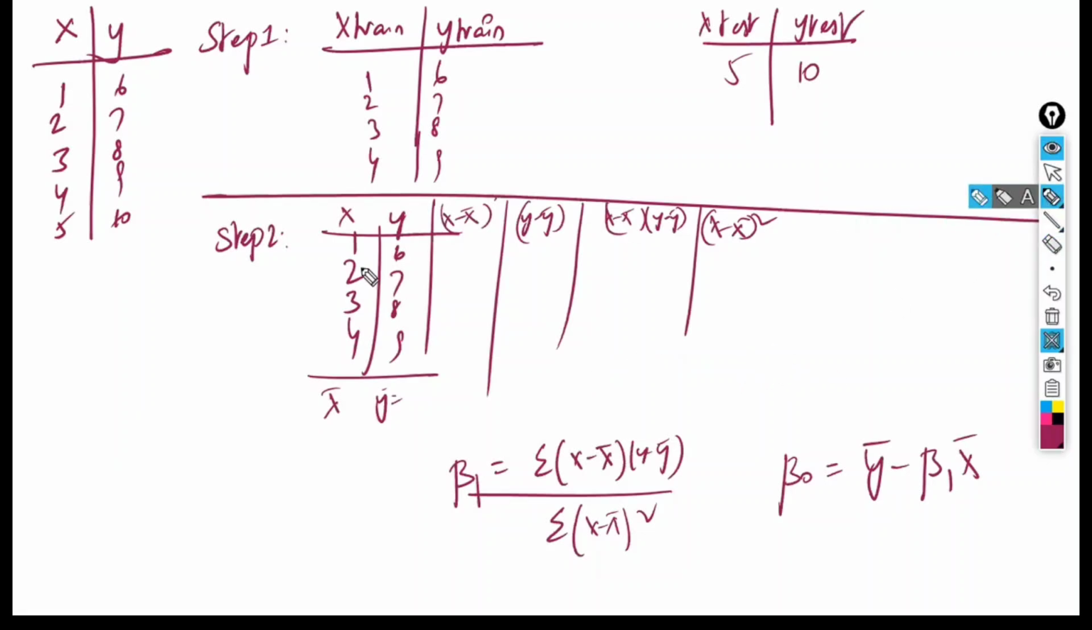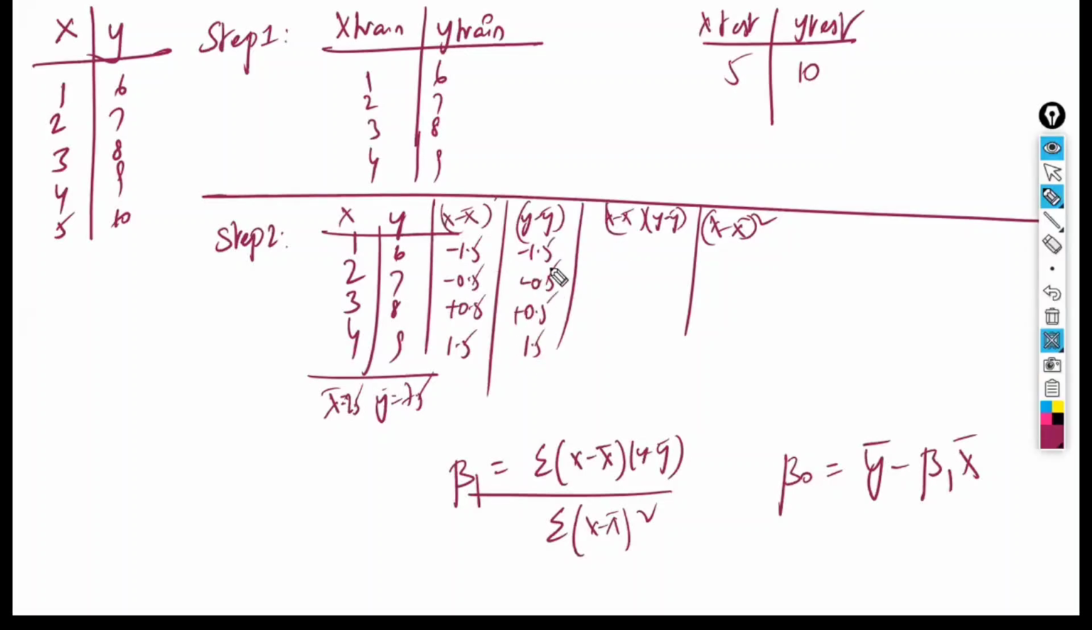This is a very simple example only, so I can do it manually. 3, 6, 10. 10 means 2.5. 13, 21, 30. 30 divided by 4, 7.5. So, 1 minus 2.5 is minus 1.5. 2 minus 2.5 is minus 0.5, 3 minus 2.5 is plus 0.5 and 1.5. And similarly, 6 minus 7.5 is minus 1.5, minus 0.5, plus 0.5, plus 1.5.